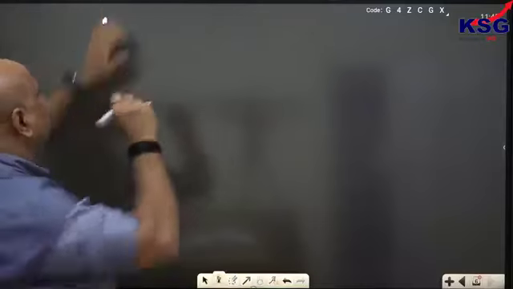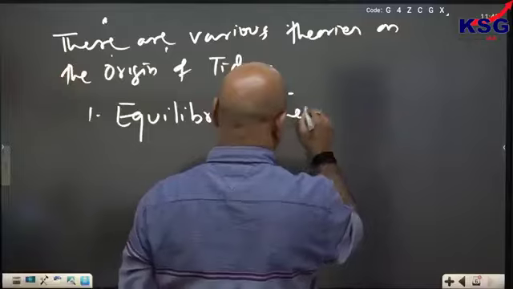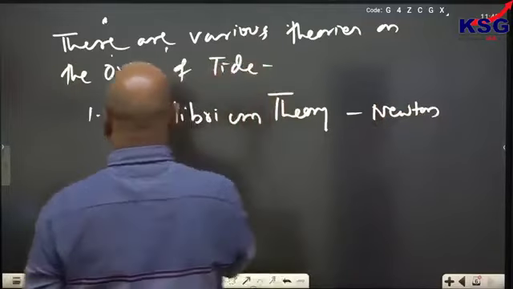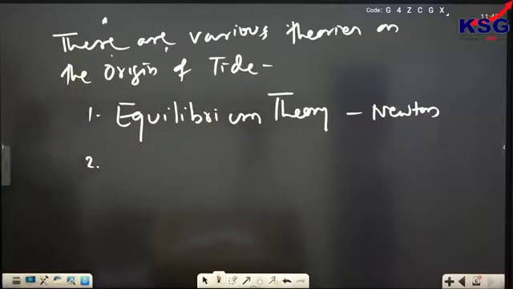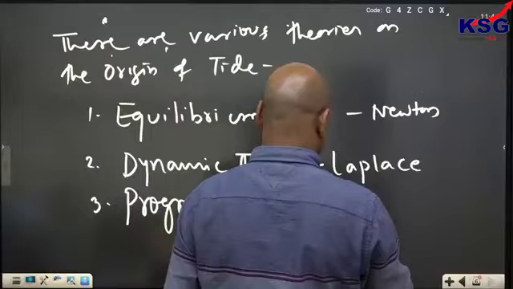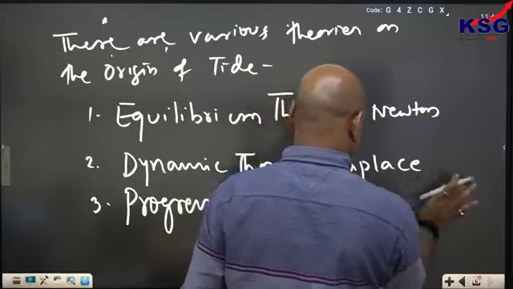For example, we have the equilibrium theory by Newton. What I told you, to maintain equilibrium, on the opposite side you have the centrifugal force. Newton's theory is very acceptable. Second, the dynamic theory, Laplace gave the dynamic theory. Third one you have the progressive wave theory by William Whewell.